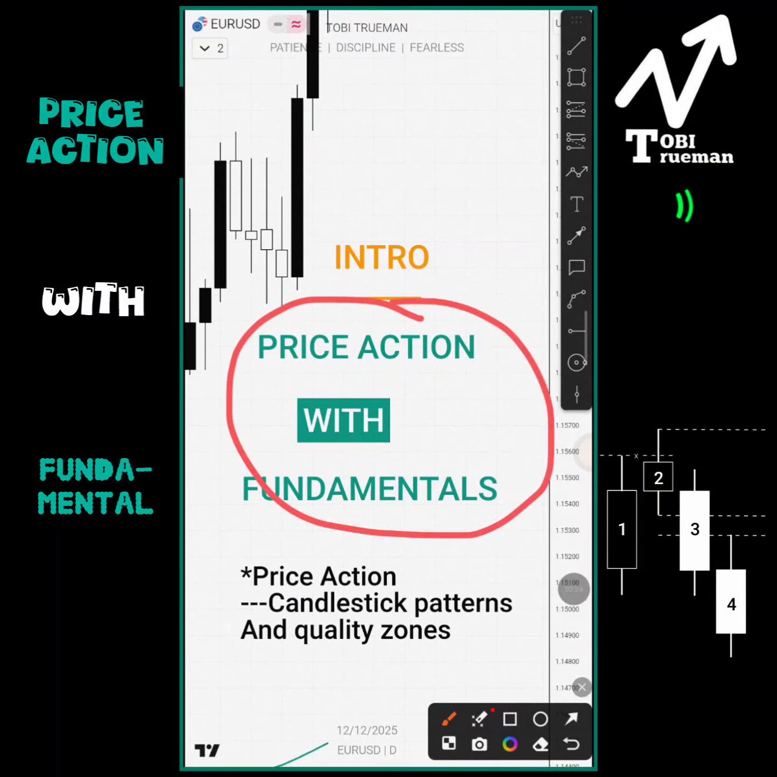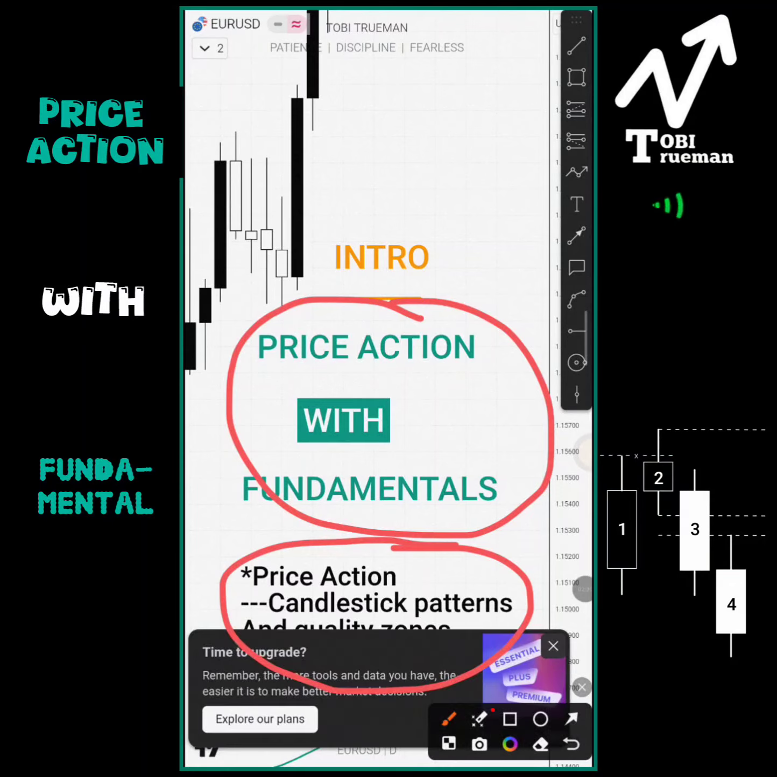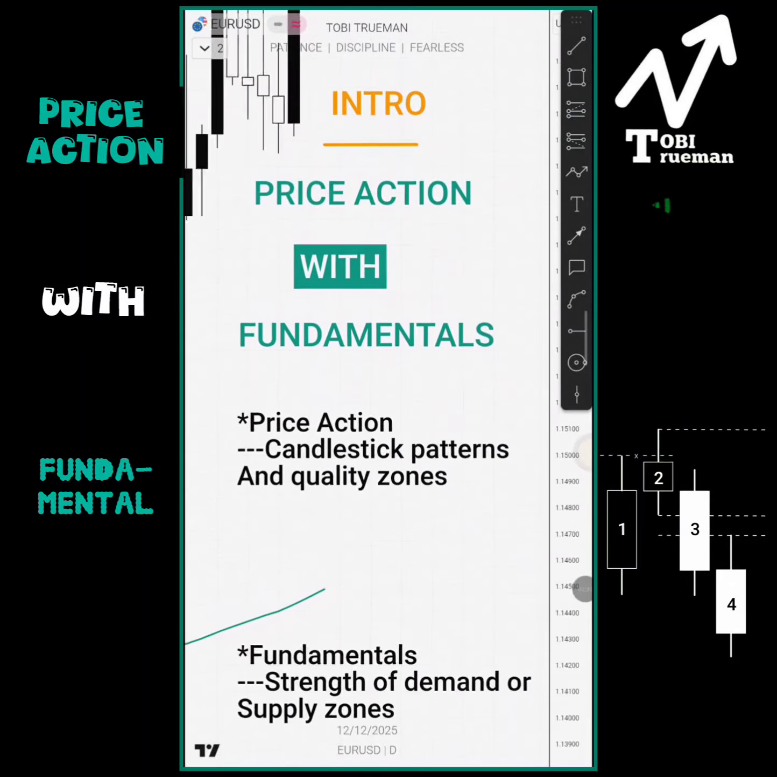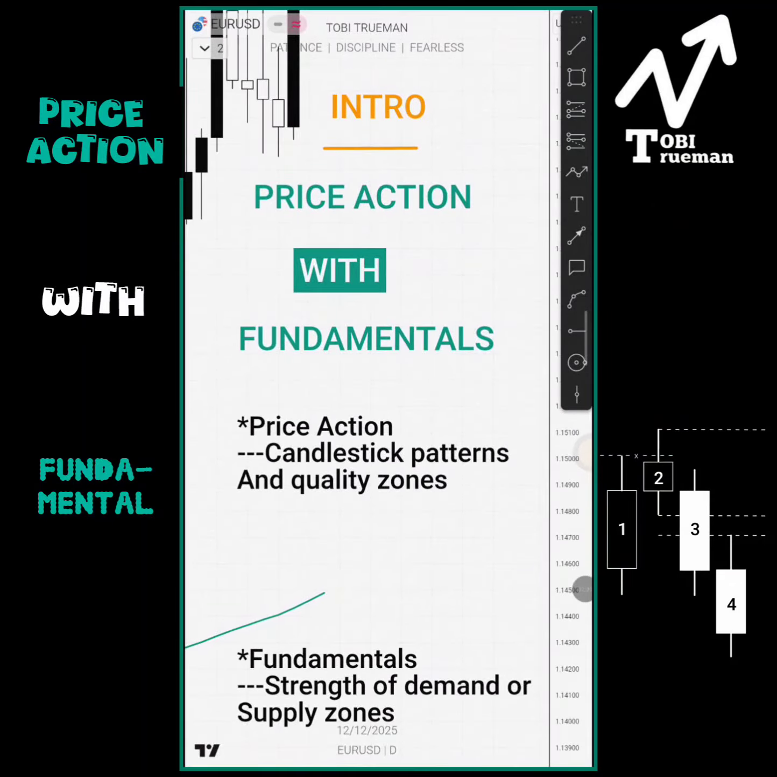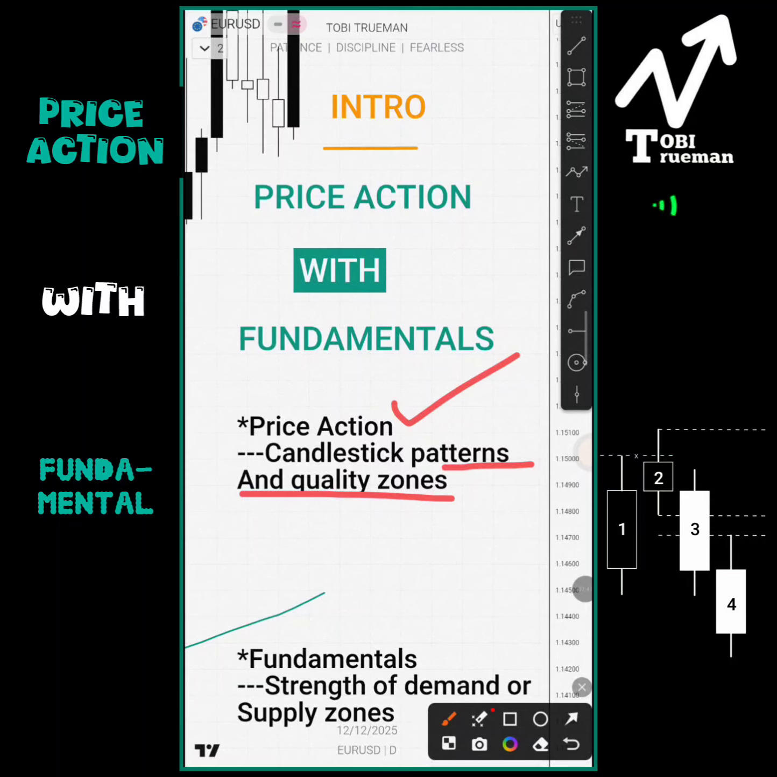It's just the combination of the two to give us very good trades. Despite all this, there are still going to be losing trades. That is just how the market is. So we have known that to determine the price action, we can use TradingView to look for these candlestick patterns and quality zones. That is how we have been doing it.